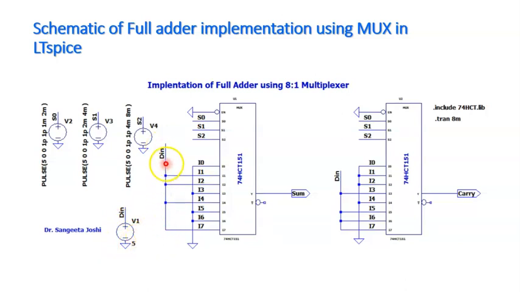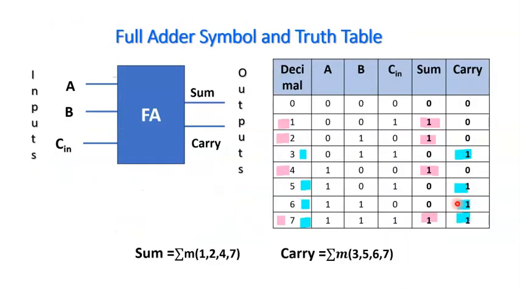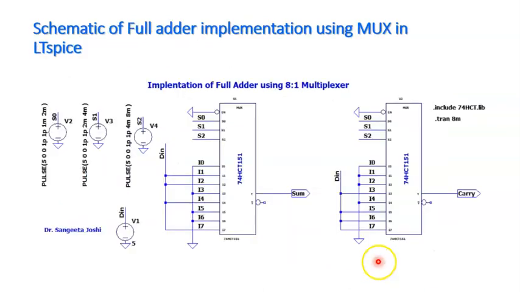That means here, all it is connected to logic 1, and the rest of the data inputs are connected to the ground. Similarly, for the carry, you will find that we had considered minterms 3, 5, 6, and 7. So this is I3, this is I5, this is I6, and I7. They are connected to the data input, and that is nothing but 5 volts. So we have a constant 5 volt.